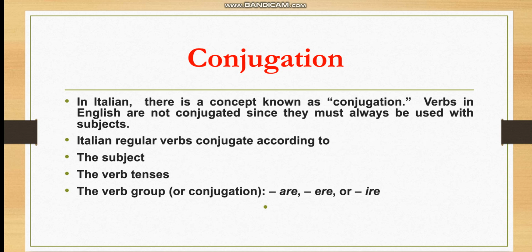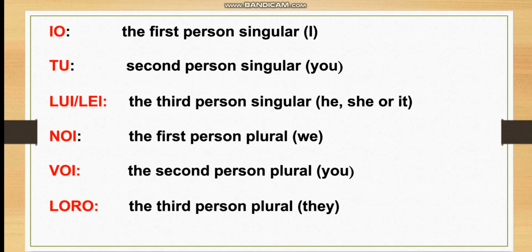So, in Italian, there's a concept known as conjugation, unlike in English. Verbs in English are not conjugated because we use subjects. But in Italian, we do not use subject. We will see how we have to make conjugation of these verbs. Italian regular verbs conjugate according to the subject, that is I, you, we, they, etc., and the verb tenses and also the verb group. You have to conjugate according to the verb group, that is are, ere, or ire. We will see here.